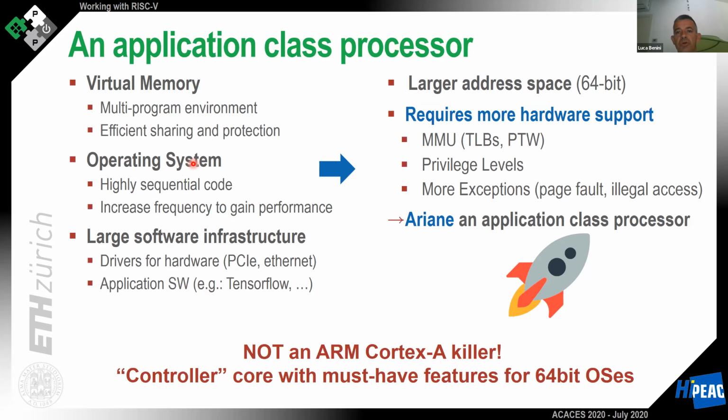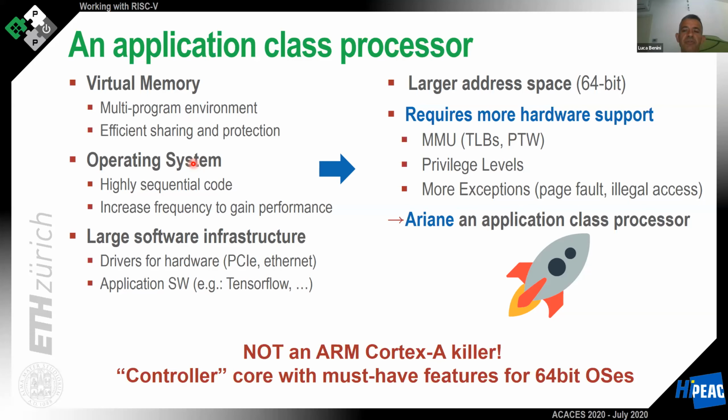It needs support for an MMU, which implies translation lookaside buffers, TLBs, and page table walkers in hardware. It implies support for multiple privilege levels, and it supports more complex and standardized exception handling capabilities, as well as interrupt handling capabilities. So all this increases the hardware complexity and the support for complex software, which is what we targeted for our Ariane design.